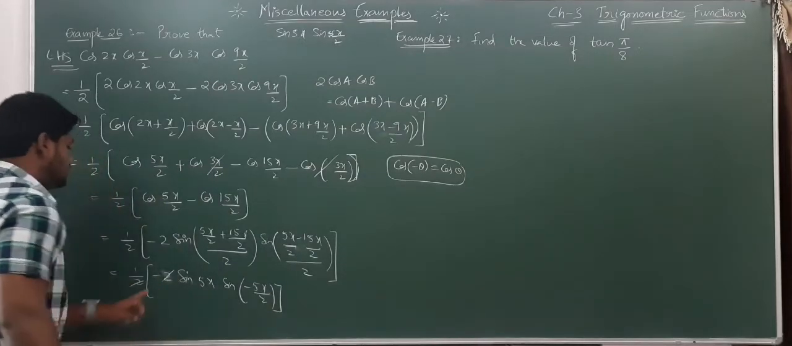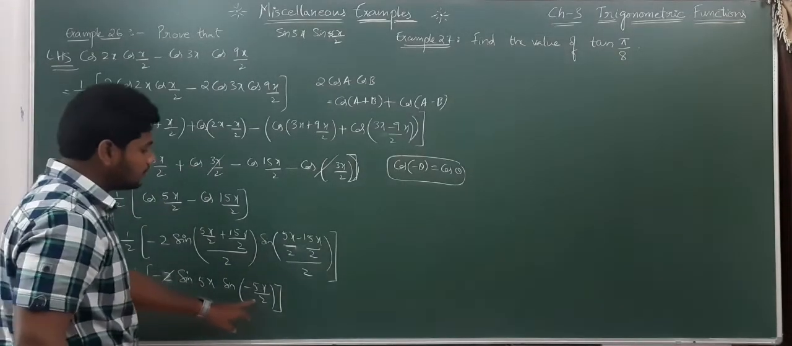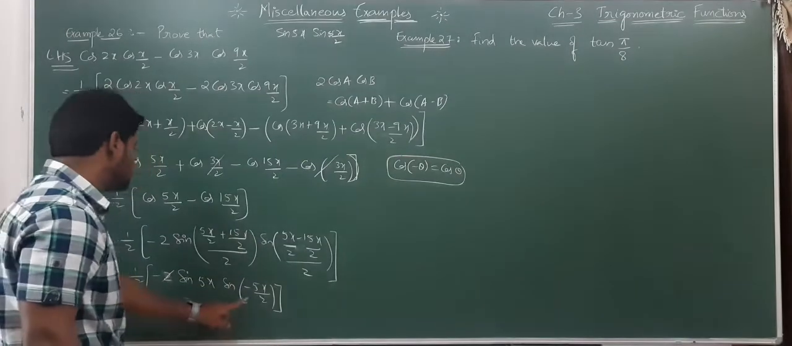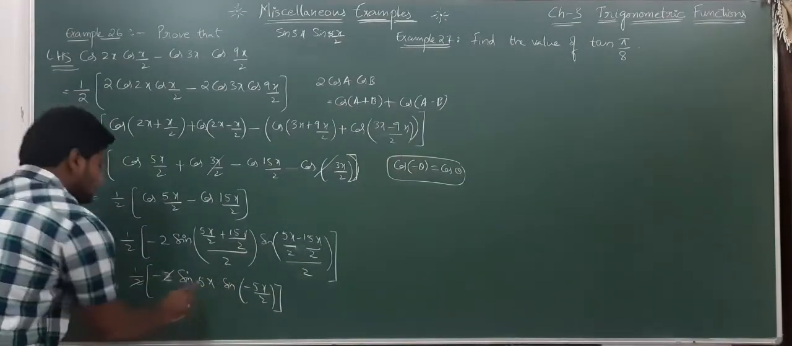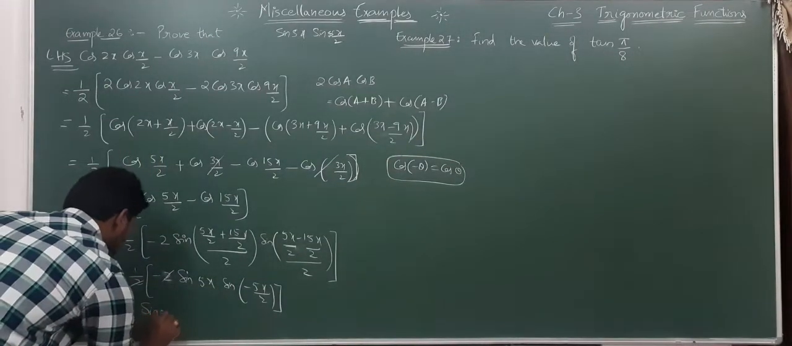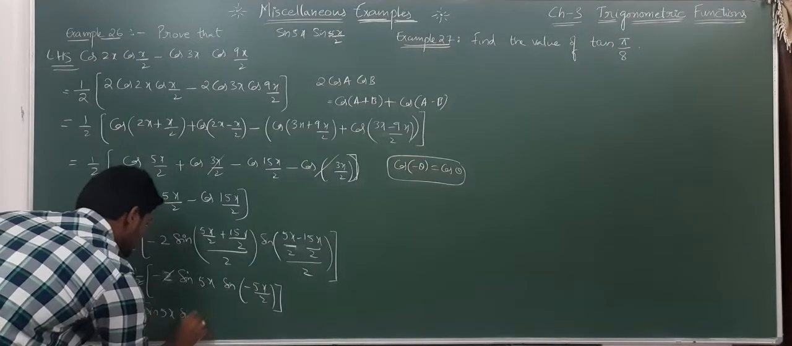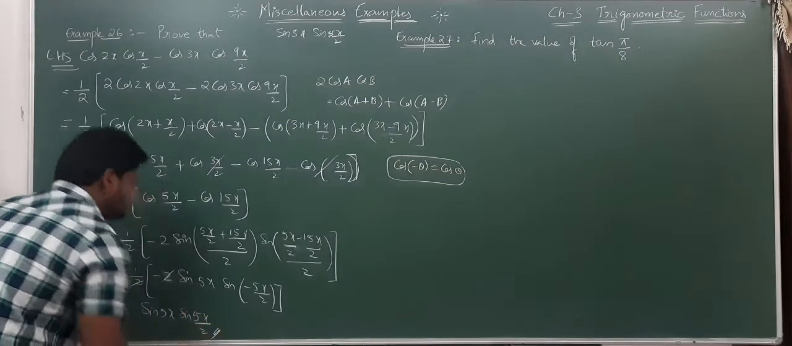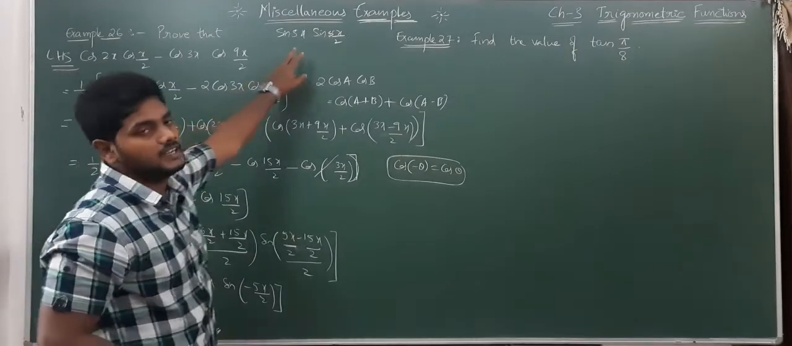So 2 cancels, here minus will be there, but sin of minus theta is minus sin theta, so that minus and this minus will get cancelled. So here it will be sin 5x into sin 5x by 2. So this is what our required RHS.